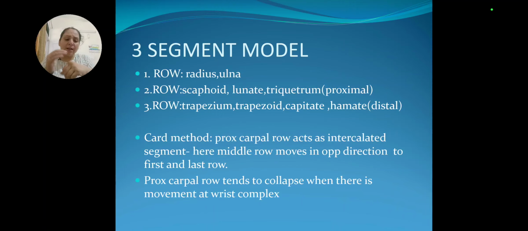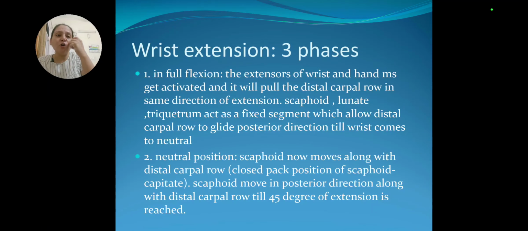I am telling you again that the middle row, the second row, needs to collapse so that the movement can take place. Now this is the movement which is taking place. To move this, that means the first and the third, the second row needs to collapse, and this collapse is stopped by the interosseous ligament. So if it is, then how does the movement take place?